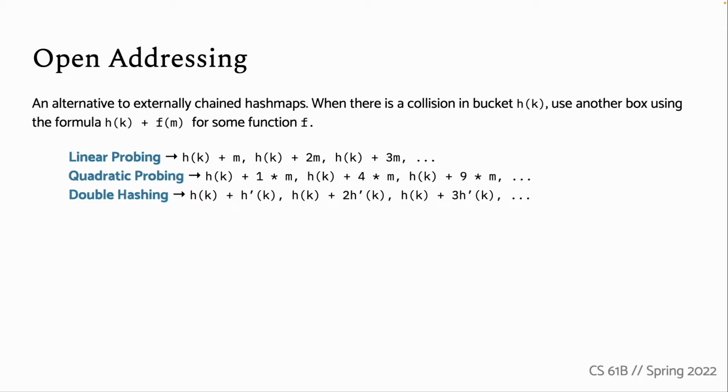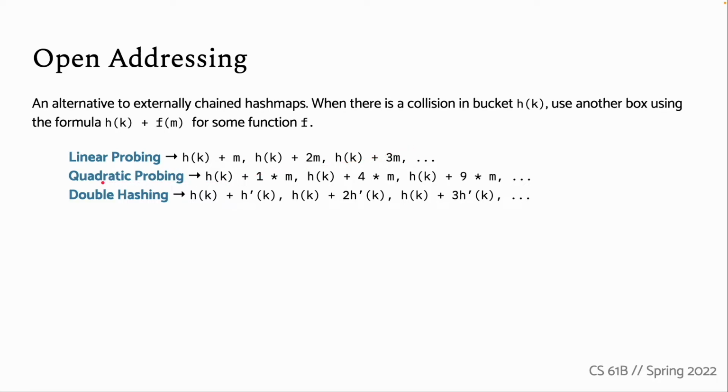Otherwise, we're not. And then when we search, we're going to search box h of k and say, okay, is our item in that box already? If the answer is no, then we're going to check box h of k plus m, etc., until we either come across an empty box, because that tells us that there's no way that it's beyond this, or we hit the end of our hash map.